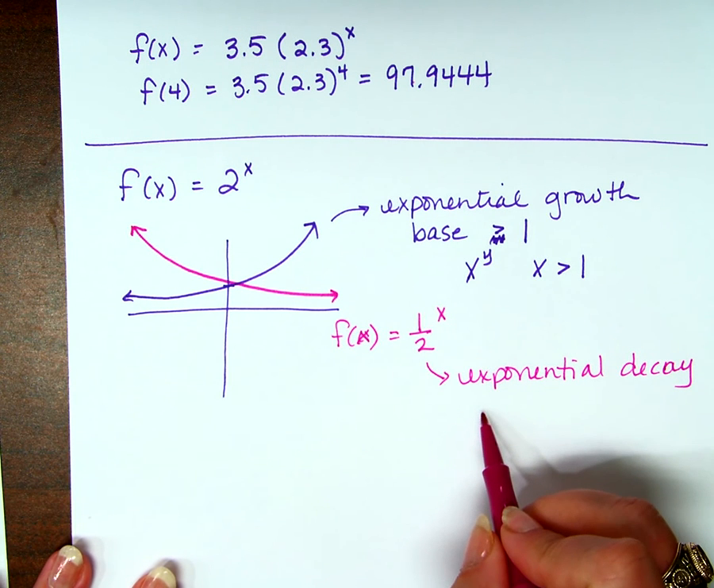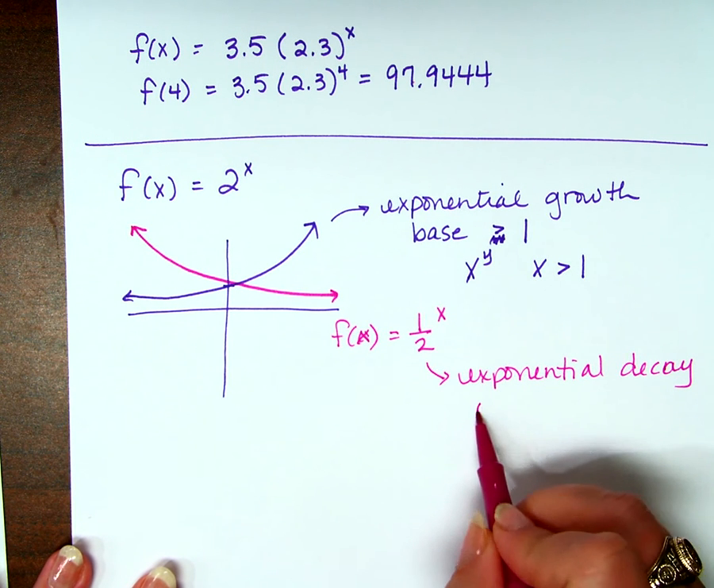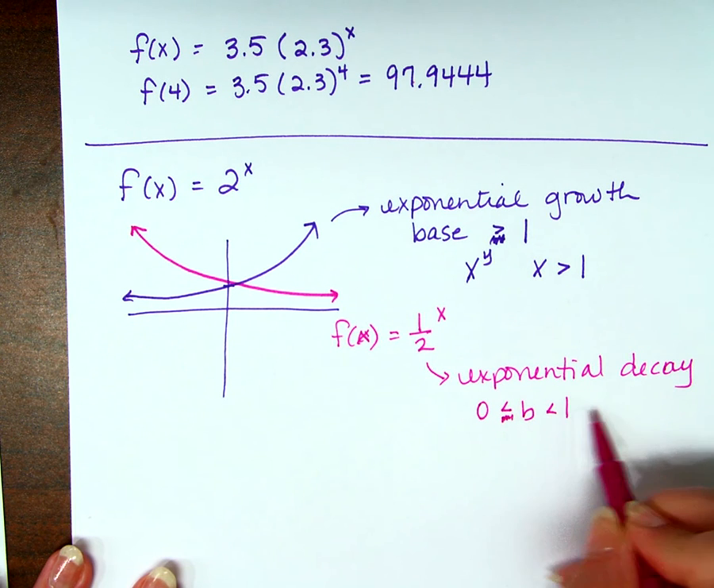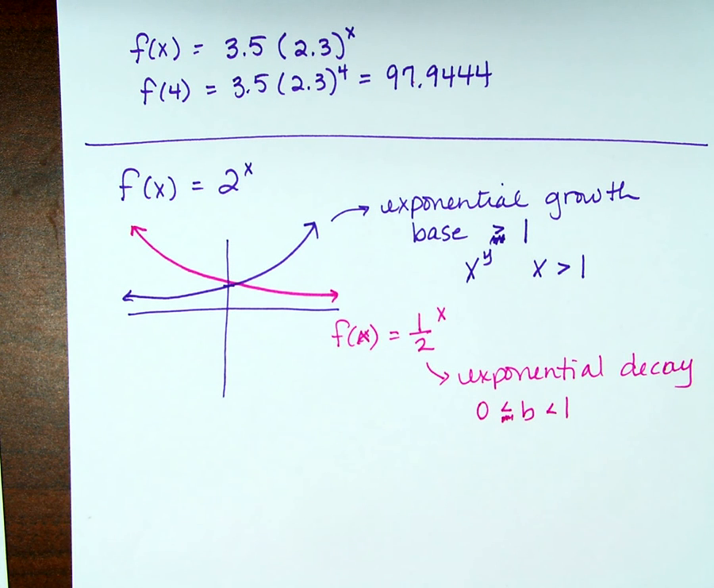Now this base is between 0 and 1. I don't know why I keep saying equal to. It's not equal to. It's between 0 and 1. It has to be greater than 0. A base of 0 is nothing, right? That's just 0. And a base of 1, 1 to any power is always just 1, so it would just be a horizontal line. So that wouldn't be anything really exponential.